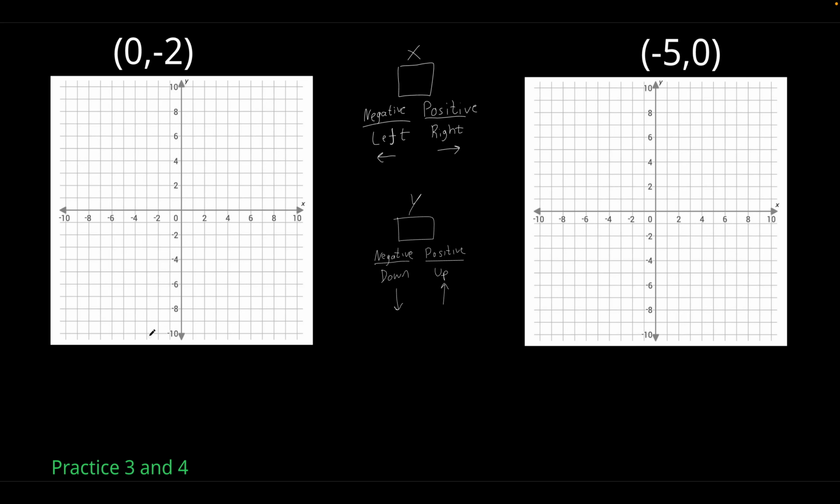All right, time to practice. Go ahead and pause the video and try these 2 problems on your own. And when you're ready, you can unpause the video and we'll check your answers. Okay, now that you've had time to work these problems, let's check your solutions. Okay, for the first problem, 0, -2 means don't go left or right, but then you go down 2, so you end up here. And for the second problem, you should have gone 5 left, and then 0 means stop right there. So here is your graph.